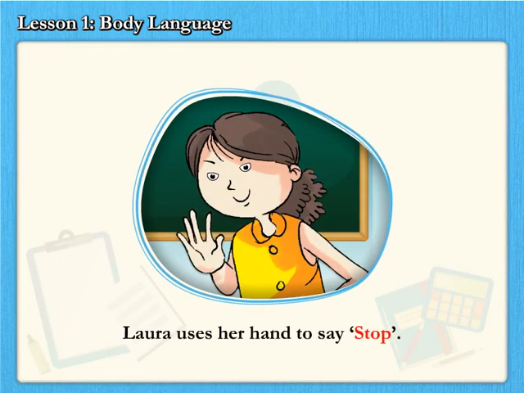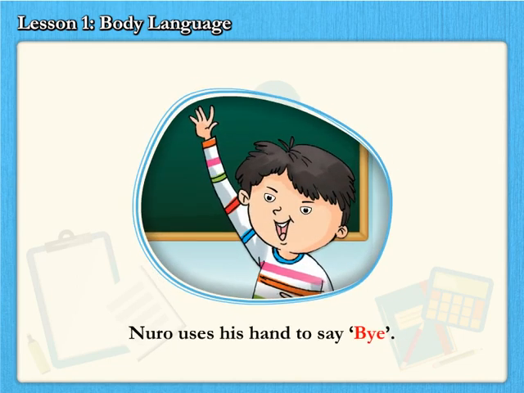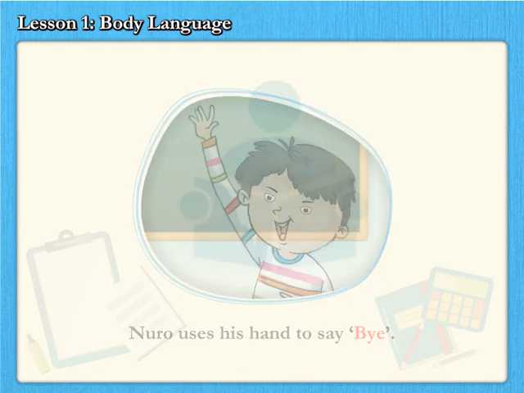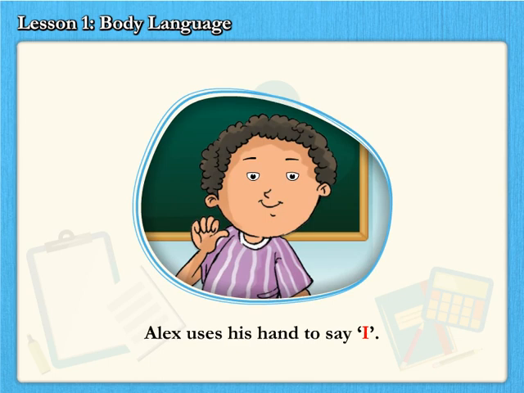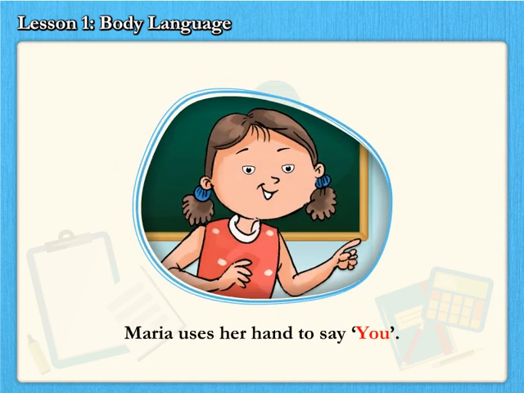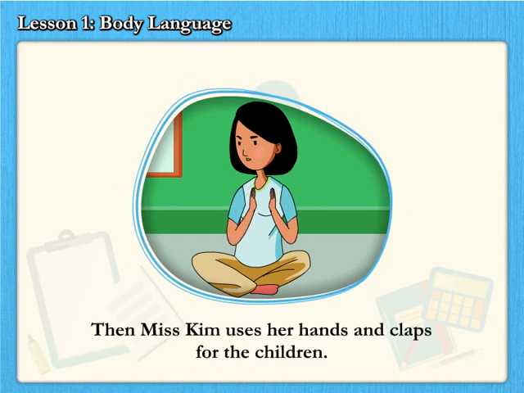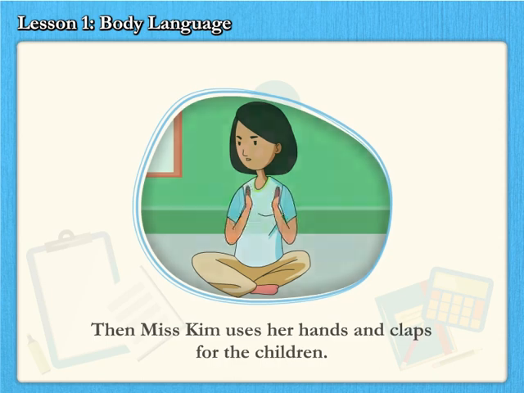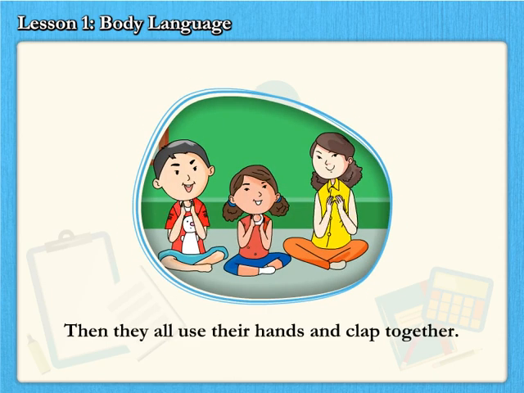Laura uses her hand to say stop. Nuro uses his hand to say bye. Alex uses his hand to say I. Maria uses her hand to say you. Then Miss Kim uses her hands and claps for the children. Then they all use their hands and clap together.